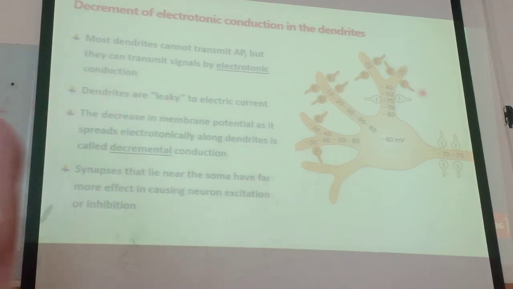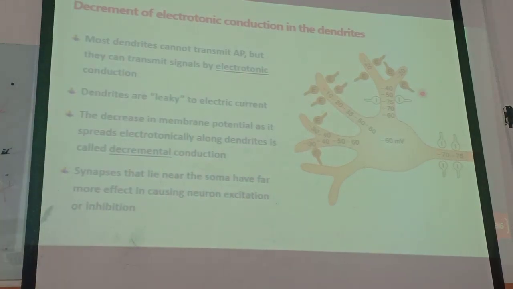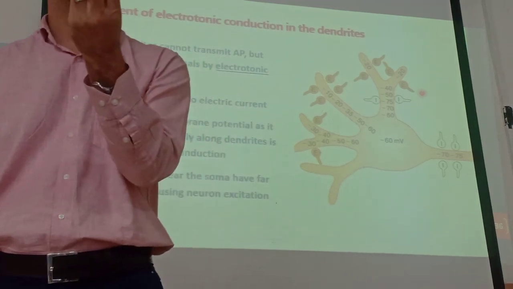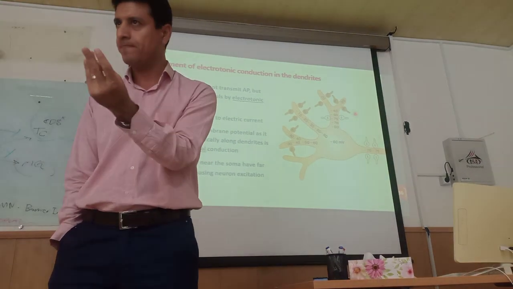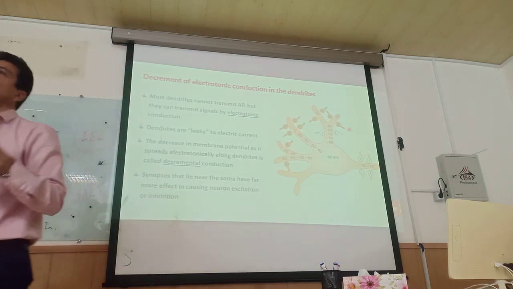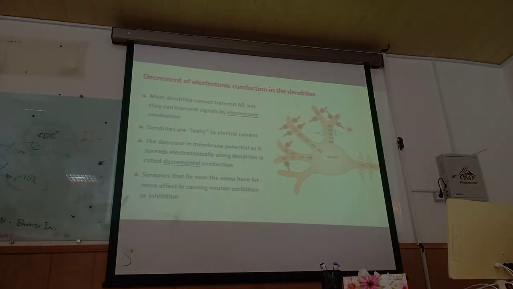So let's summarize. Electrical conduction in the dendrite happens through electrotonic conduction through the cytoplasm, because of the resistance in the cytoplasm and the leaky nature of the dendrite. The potential decreases gradually. This decrease is called decremental conduction. It only happens in dendrites. When the potential reaches the soma, there is no more decrement. So the potential can easily reach the axon, the initial segment of the axon.